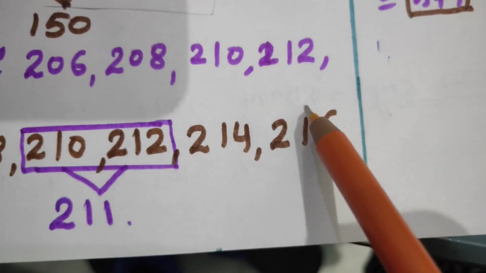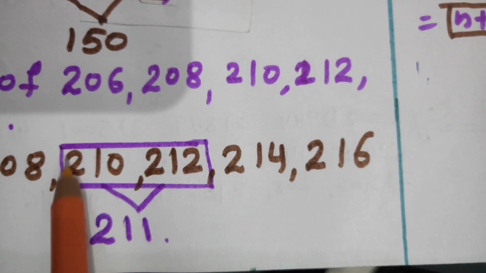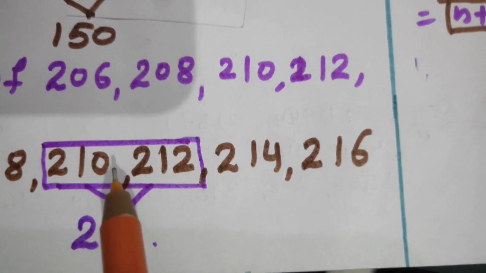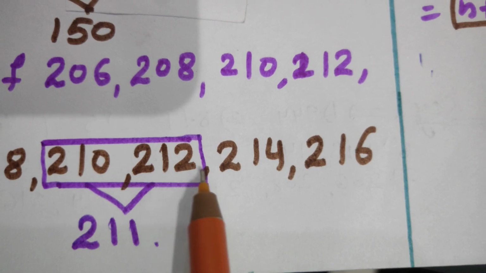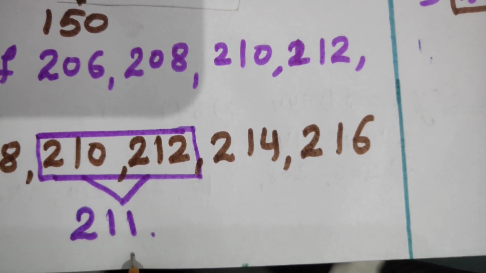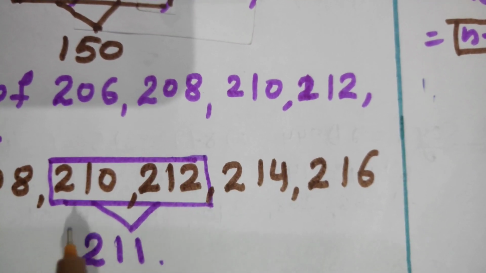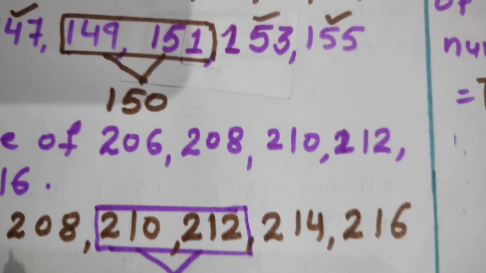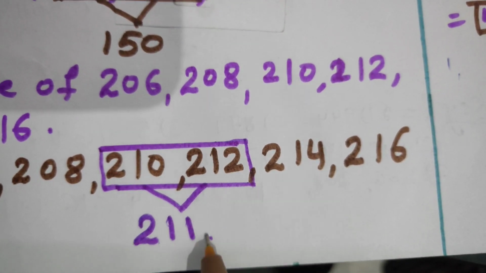So what will happen? 2 are left on this side, 2 here, and the middlemost 2, right? So what is my average? The middle of these two numbers, 210 and 212. What is the number in between? 211. So 211 is my average. This can also be asked the reverse way: the average of 6 numbers is 211.